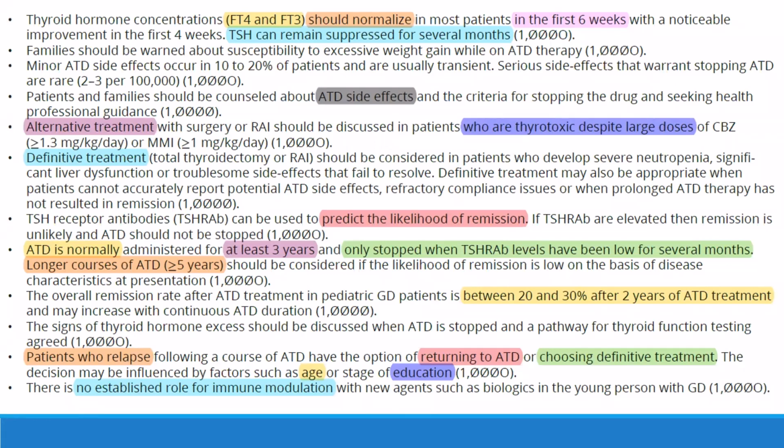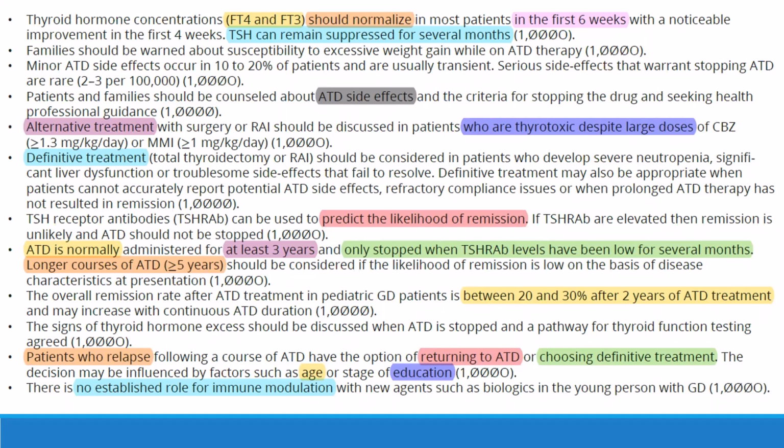Patients and families should be counseled about the antithyroid drug side effects, and this is very important. And also, don't forget that alternative treatment, surgery or radioactive iodine, should be discussed for every patient who is thyrotoxic despite a larger dose of carbimazole, which means the carbimazole dosage is more than 1.3 milligram per kilogram per day. This is a large dose of carbimazole.